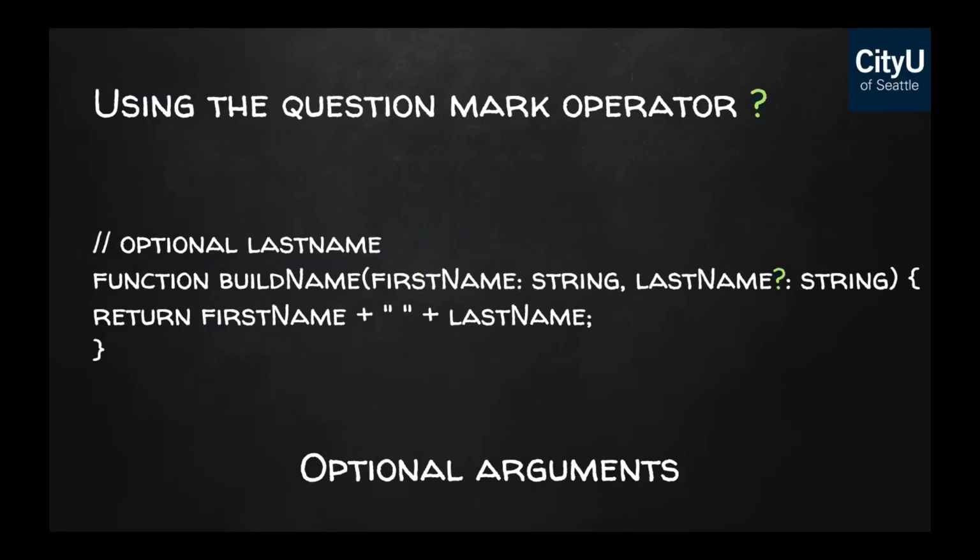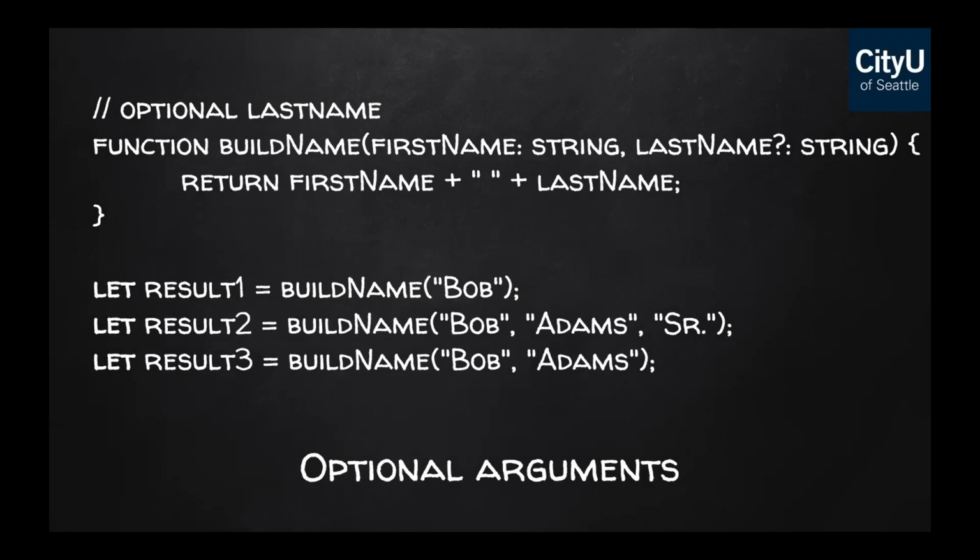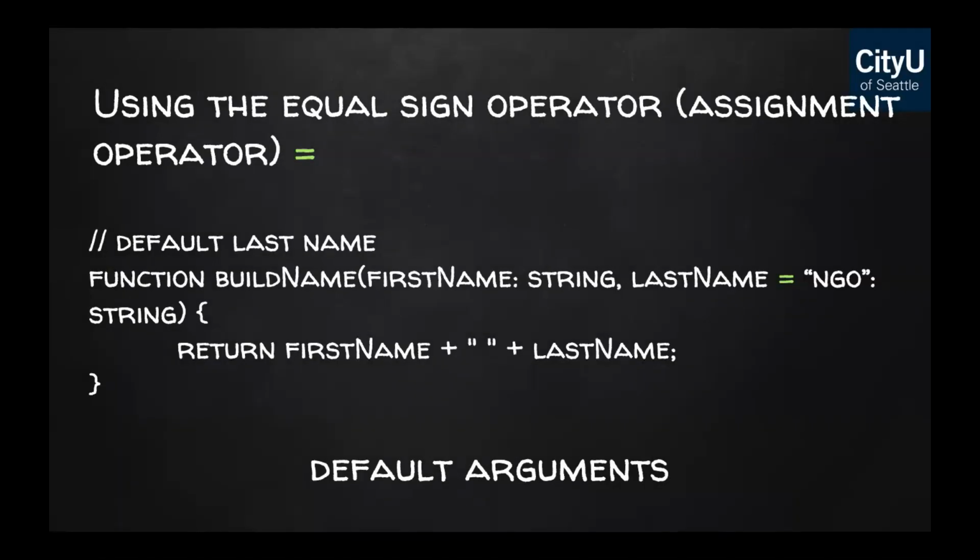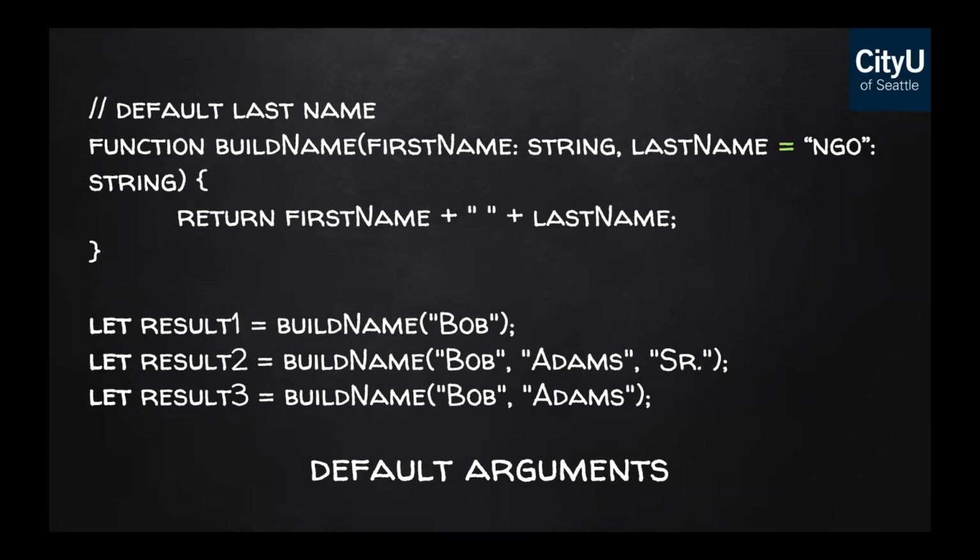The question mark operator makes a parameter optional. If you put Bob, it's fine. If you put Bob Adams Sr., it would say you supplied too many parameters. If you put Bob and Adams, it will output Bob and Adams. With the equal sign operator, you assign a default value to that parameter, and if not, you can override it. Bob is fine, it will be Bob Ngo. Bob Adams Sr. is, again, too many arguments. Bob Adams will output Bob Adams.